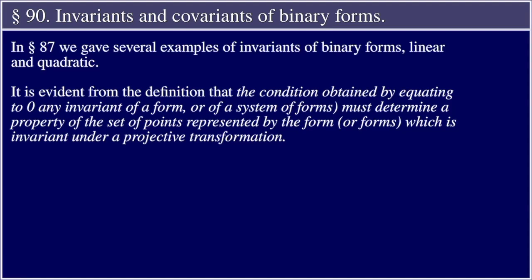In Section 87, we gave several examples of invariants of binary forms, linear and quadratic. It is evident from the definition that the condition obtained by equating to 0 any invariant of a form or of a system of forms must determine a property of the set of points represented by the form or forms which is invariant under a projective transformation.